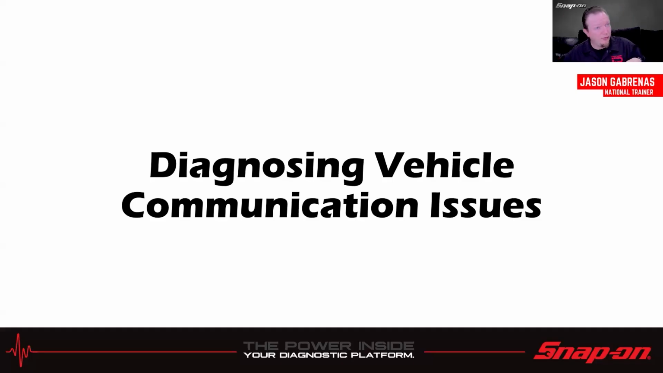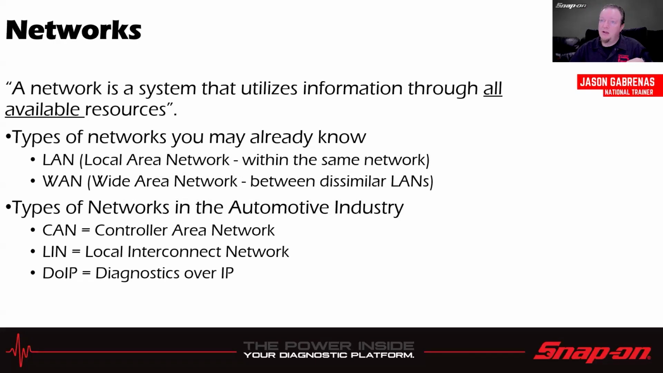We'll give a high level overview of different networks, and then we'll dive into some wiring diagrams and take a look at how a couple different vehicles are laid out. So let's define a network. Networks are a system that utilizes information through all available resources. So any resources that are connected.